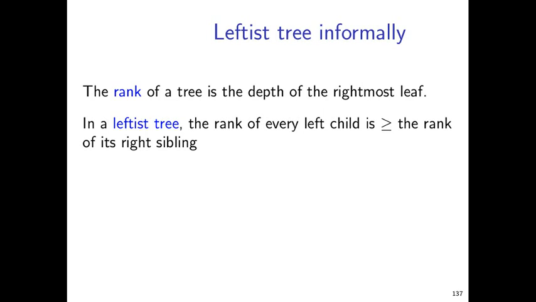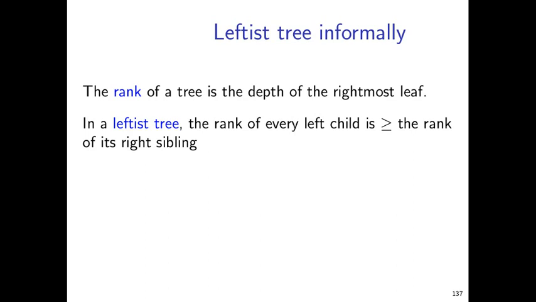Now we say a leftist tree has the property that the rank of every left child is greater than or equal to the rank of its right sibling. So for any pair of siblings here, the rank of this one must be greater than or equal to the rank of this one. And here too. So this is actually a leftist tree.